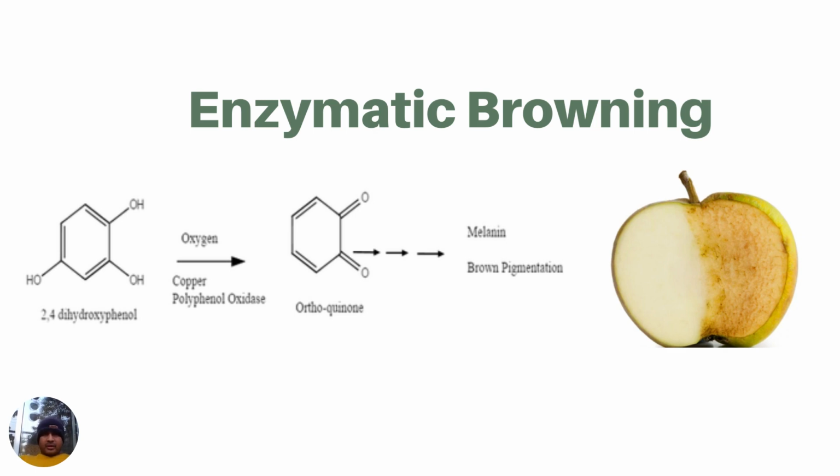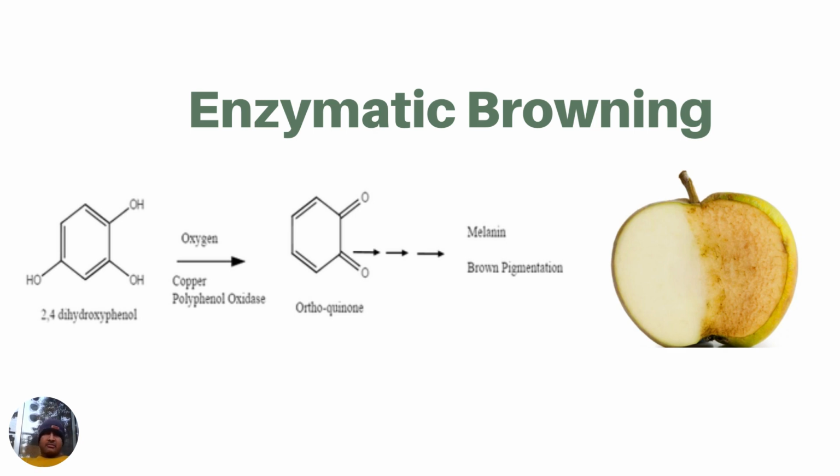So if you see 2,4 dioxyphenol, it is a phenolic compound present in apple. If you take any plant-based, any crop or any leaf, you'll find this phenolic compound present in that plant produce. And when it interacts with oxygen, light, what happens? It gets oxidized. This oxidation process is actually dependent on enzyme. That's why this is an enzymatic oxidation, you can say.